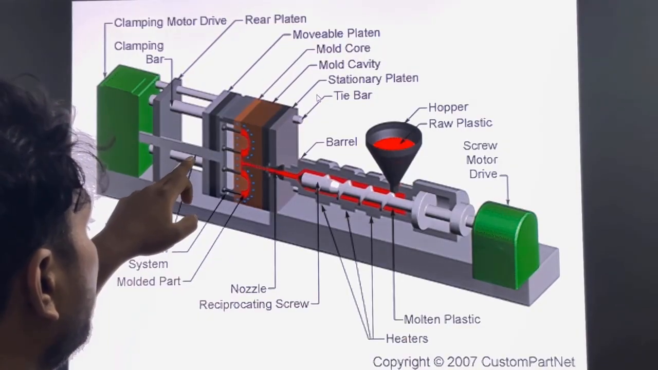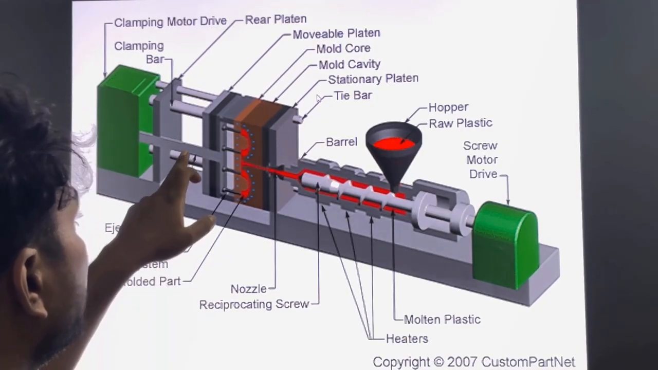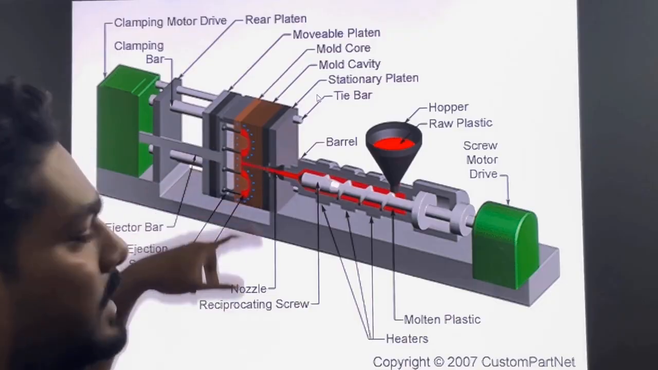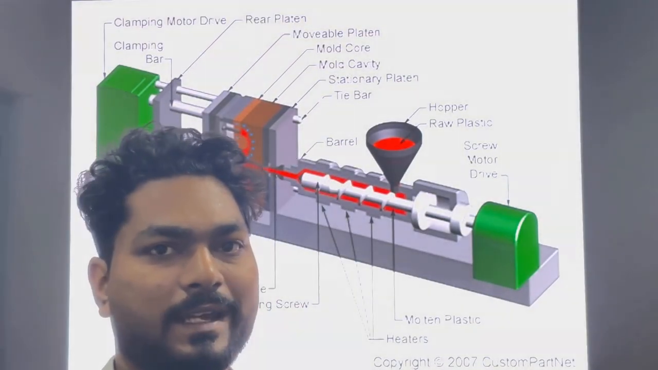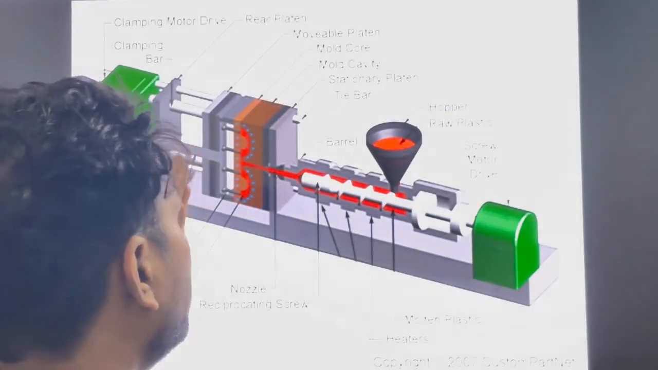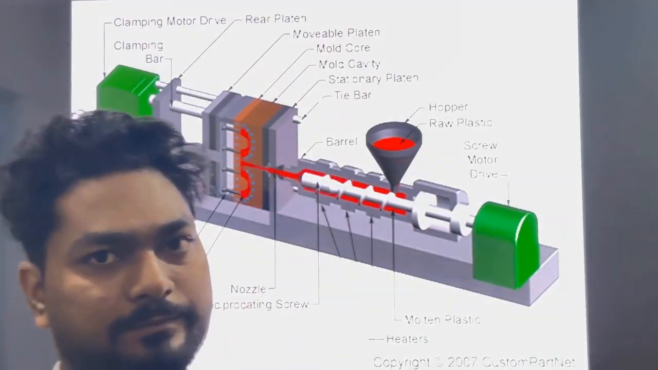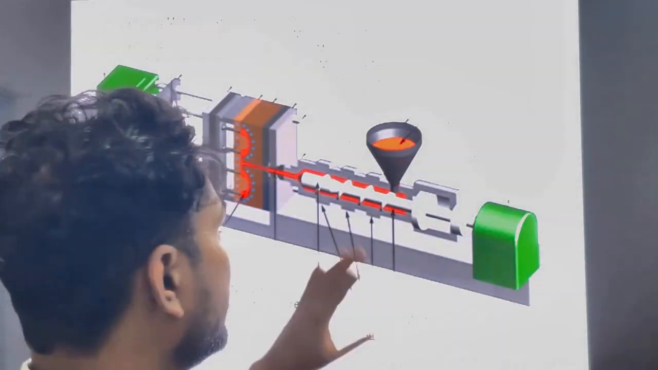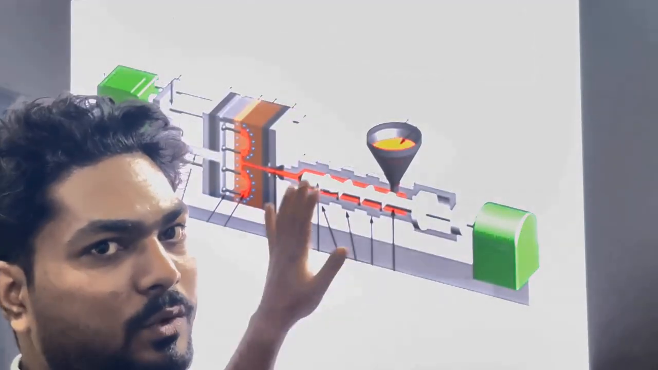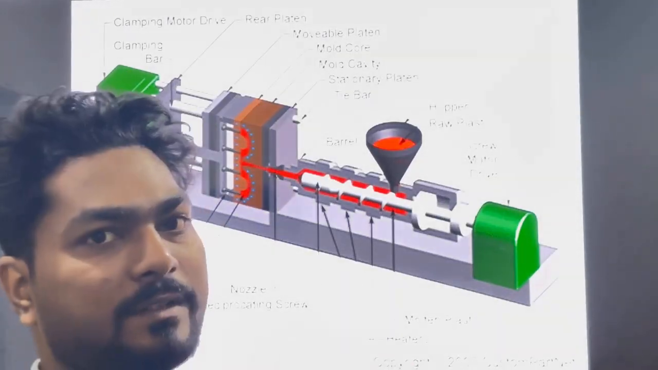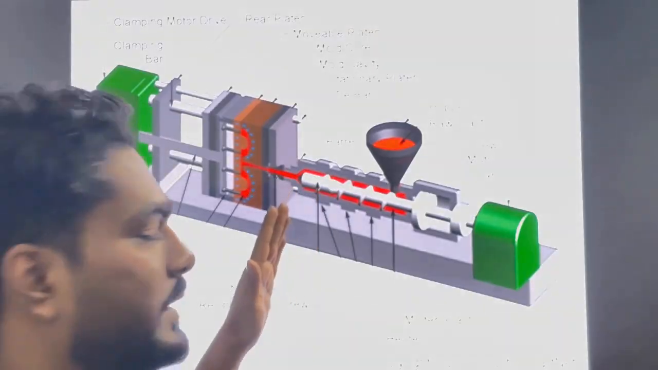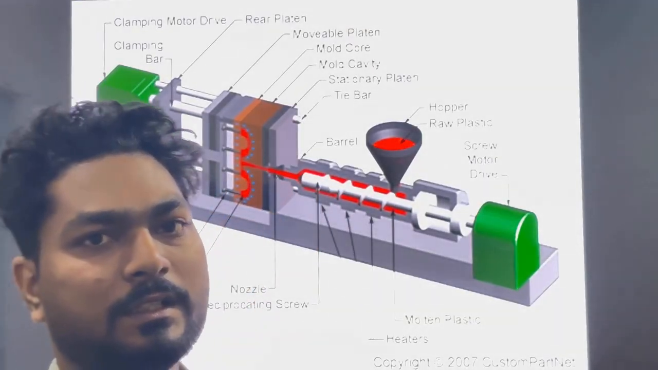These are the ejection pins, the ejection bar, and these are the ejection pins. Once our cycle time is complete, the ejection pins activate and eject the part. In that condition, first the core moves backside, the cavity is fixed, and once the core moves backside, the ejector pins activate and eject the part outside, with sufficient space.